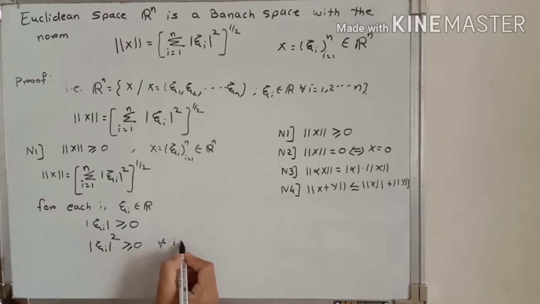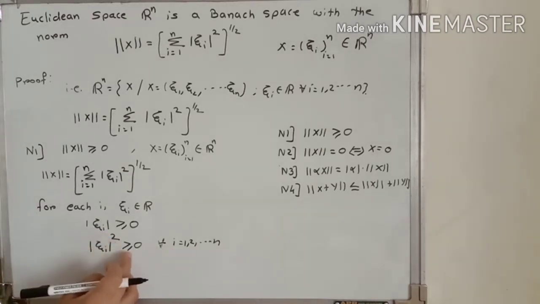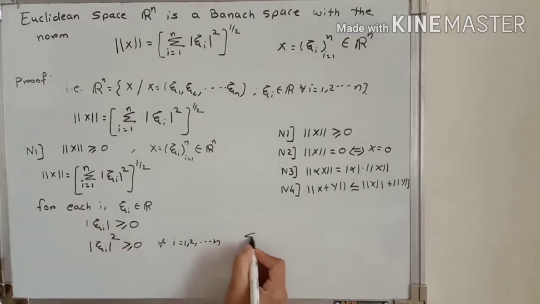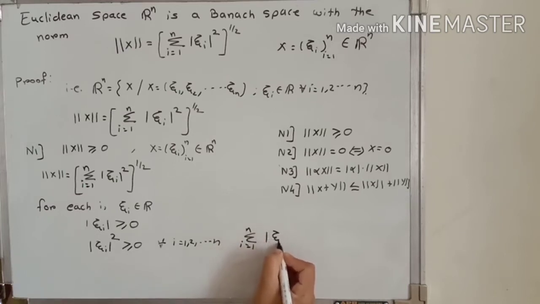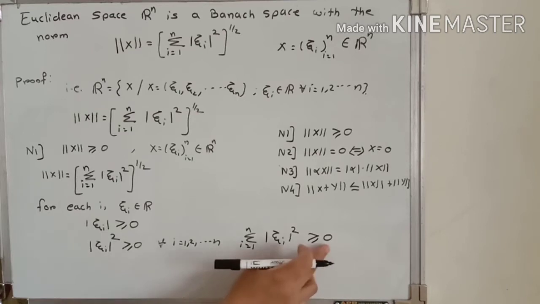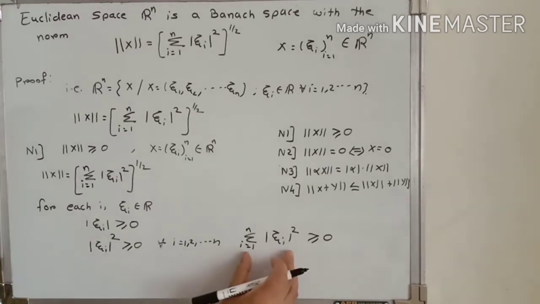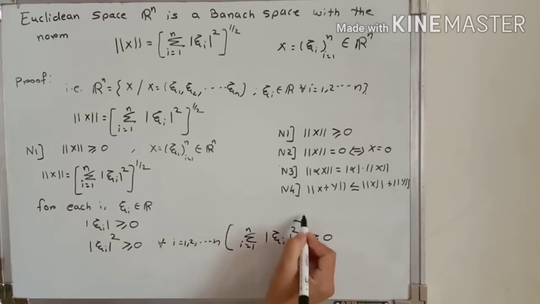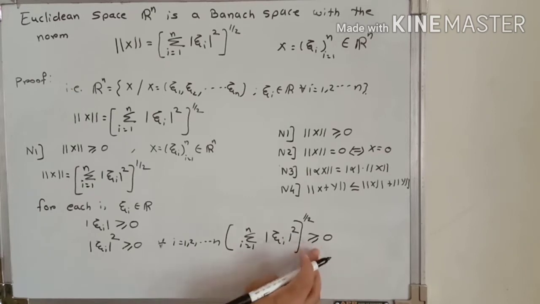That means for all i equal to 1 up to n, mod of xi i square is greater than or equal to 0. It means that the summation, i running from 1 to n, of mod of xi i square, that is the sum of all non-negative terms, is also greater than or equal to 0, because each term is non-negative. Therefore, as this term is non-negative, its square root, that means whole to the power 1 by 2, is also greater than or equal to 0, and this is nothing but norm of x. So we get that norm of x is greater than or equal to 0.